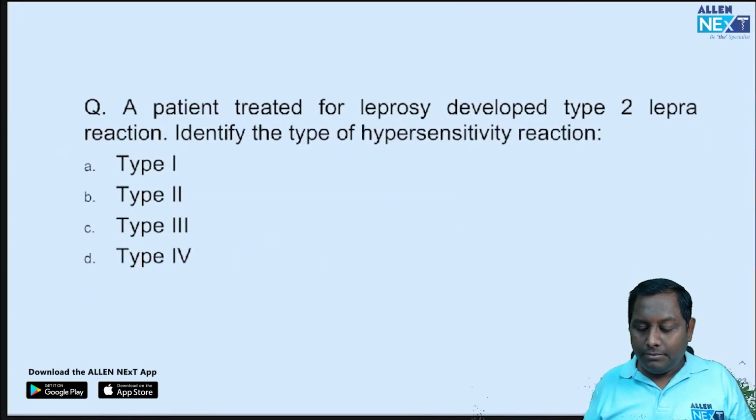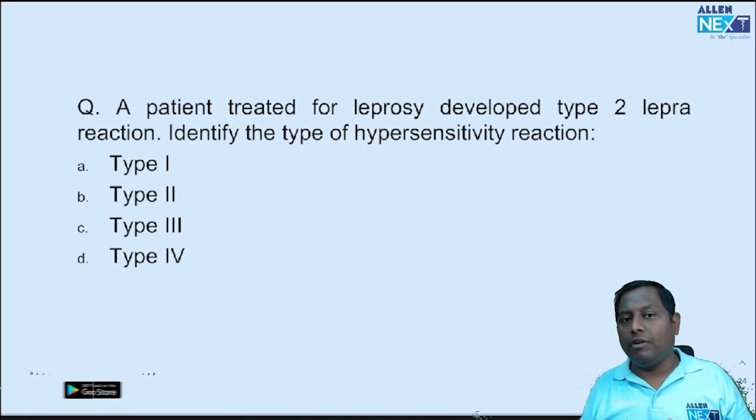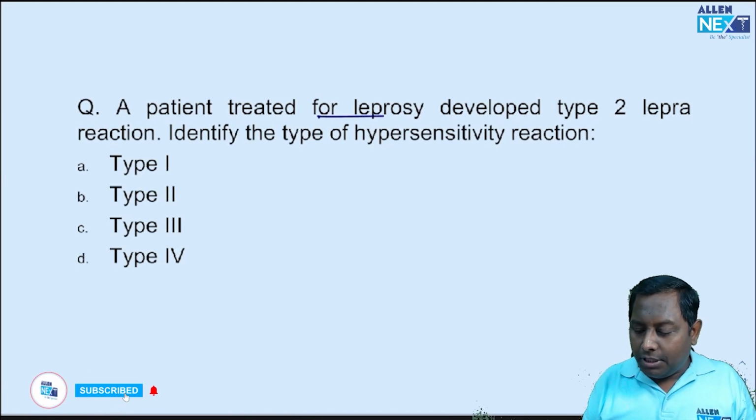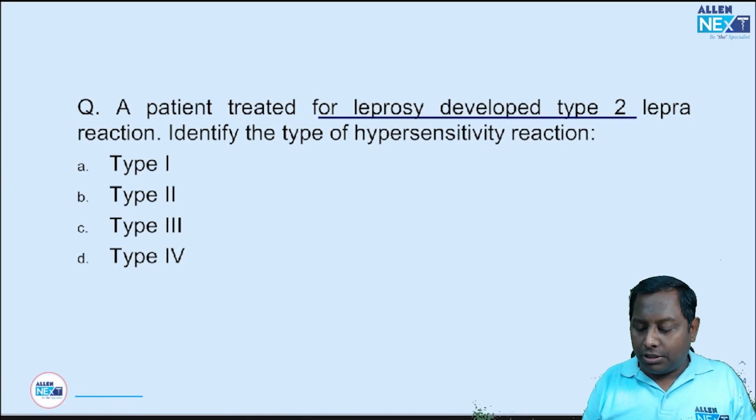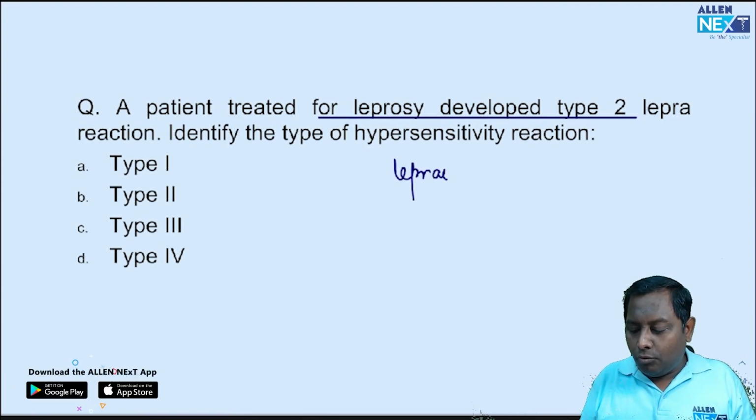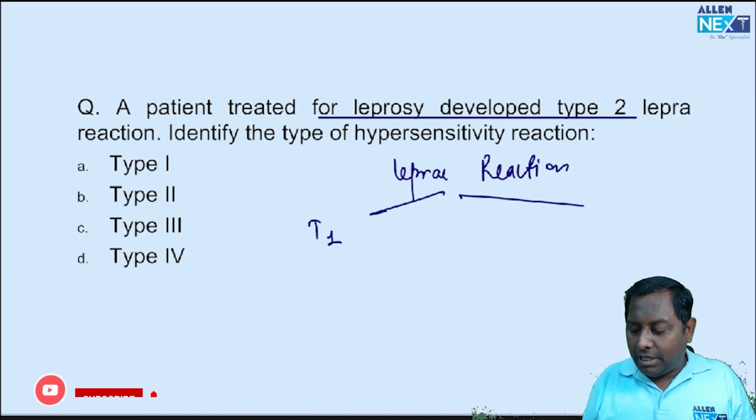Okay. हाइपरसेंसिटिविटी पे 3 क्वेश्चन थे, 2 फार्मा से इंटीग्रेटेड थे. अ पेशेंट विद लेप्रोसी. सो लेप्रोसी में 2 तरह के लेप्रा रिएक्शन हो सकते हैं. Lepra reaction can be of 2 types. One is known as type 1 lepra reaction and the other one is known as type 2 lepra reaction.